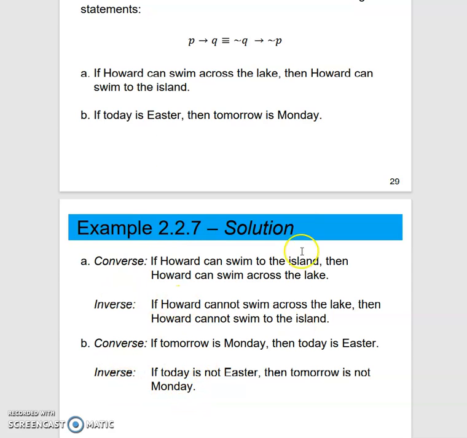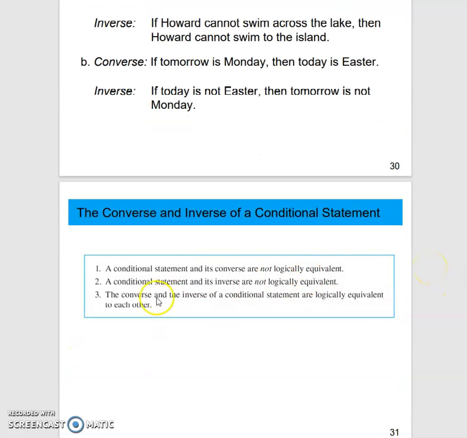As you can see, these are definitely not always true. So a conditional is not logically equivalent to either the converse or the inverse. However, the converse and inverse are logically equivalent to each other. And those are things we definitely want to remember.